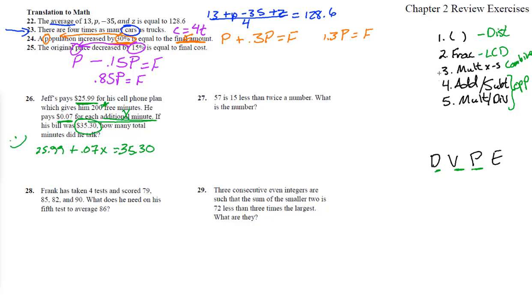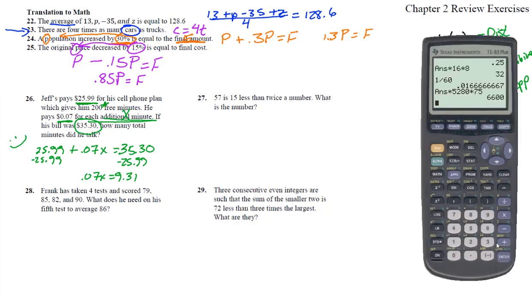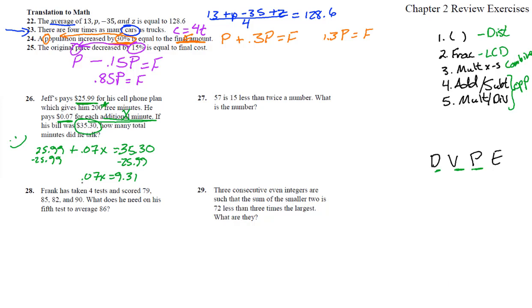We're back here, step 1 through 5. Do we have any parentheses? No. Fractions? No. Multiple x's? No. We're down here. We subtract 25.99 from both sides. And that is 0.07x equals 9.31, I think. Let's double check that on the calculator. 35.30 minus 25.99. Enter. Yep, 9.31.